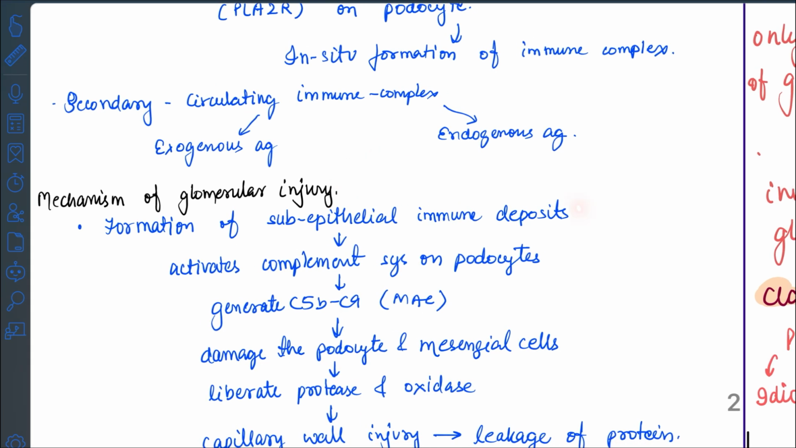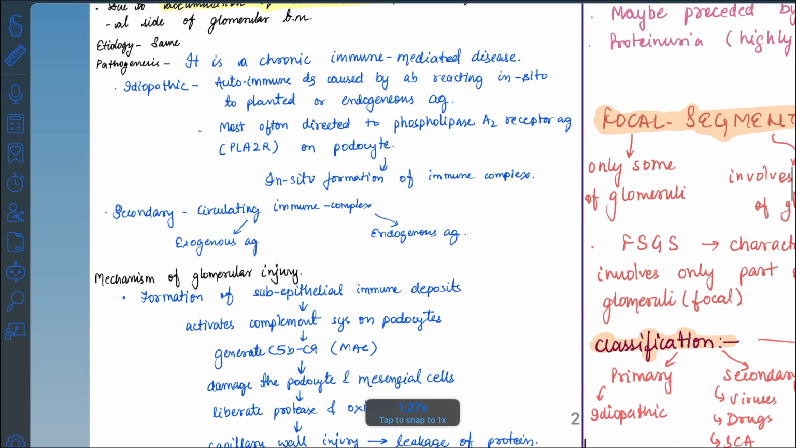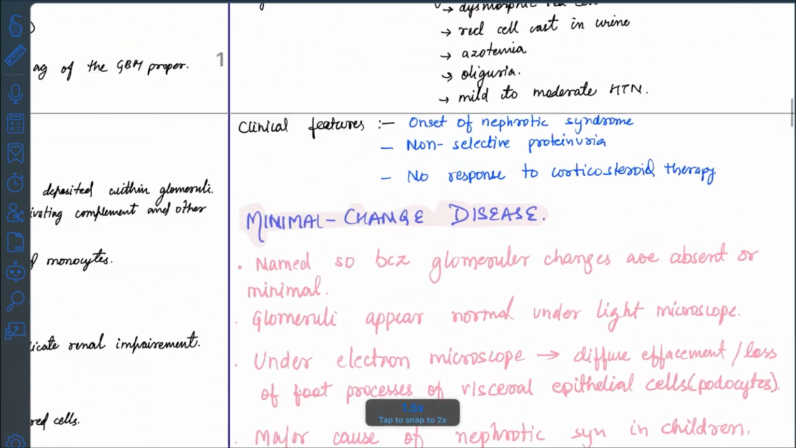So this was the mechanism of glomerular injury. First, there is formation of subepithelial immune deposits. Then there is complement system activation. C5b to C9 membrane attack complex forms, which will damage the podocyte and mesangial cell. This will lead to release of enzymes like protease and oxidase. These are destructive enzymes. They will injure the capillary wall and leakage of protein will happen.